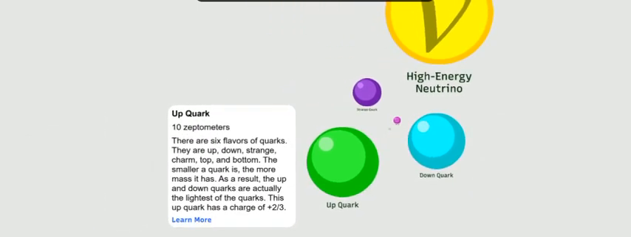Up quark, 10 zeptometers. There are 6 flavors of quarks, as mentioned. The smaller the quark is, the more mass it has. As a result, the up and down quarks are actually the lightest of the quarks. This up quark has a charge of plus 2/3.